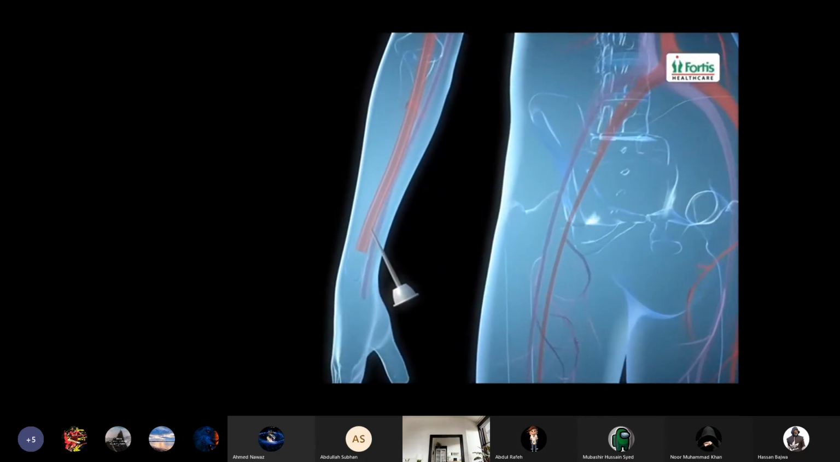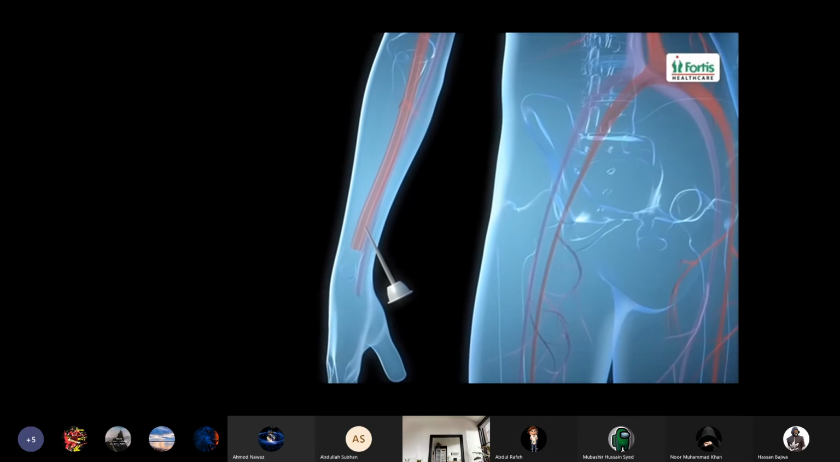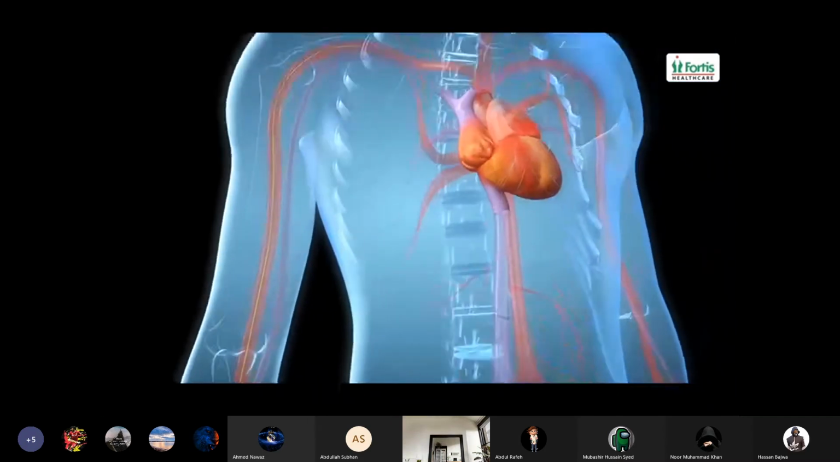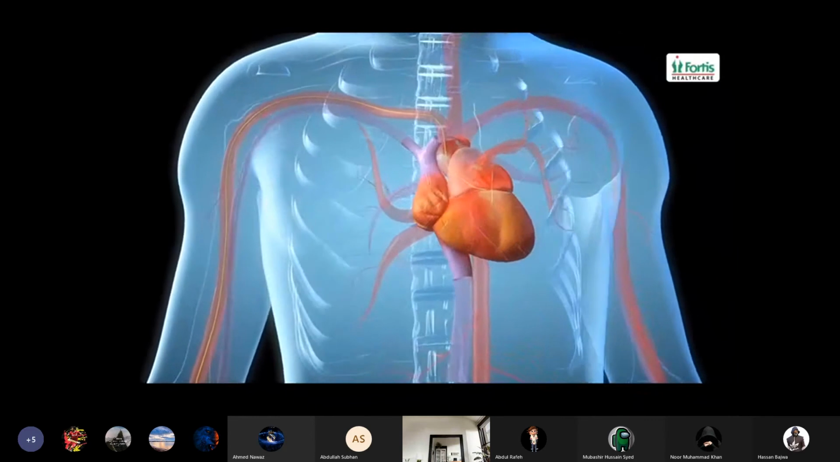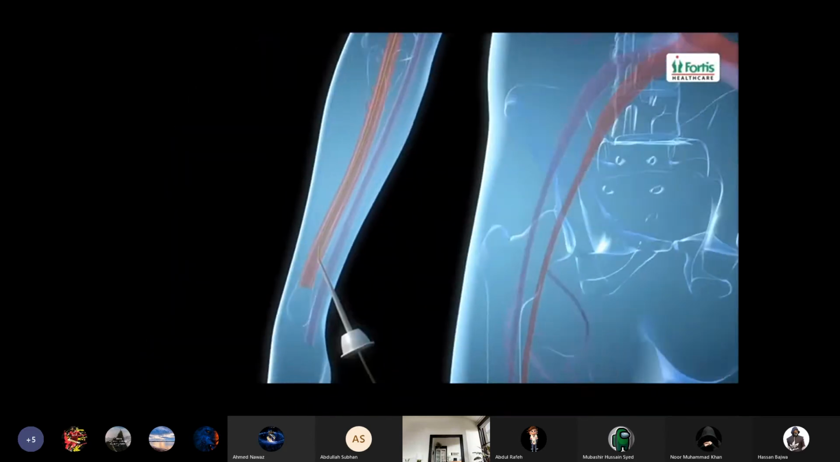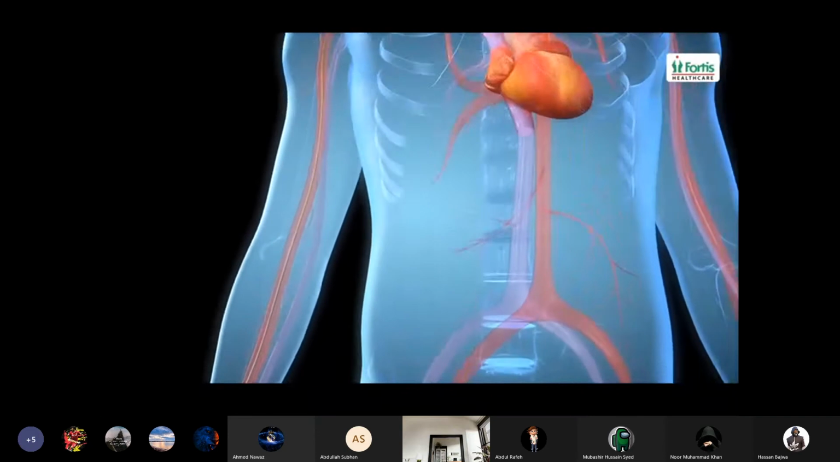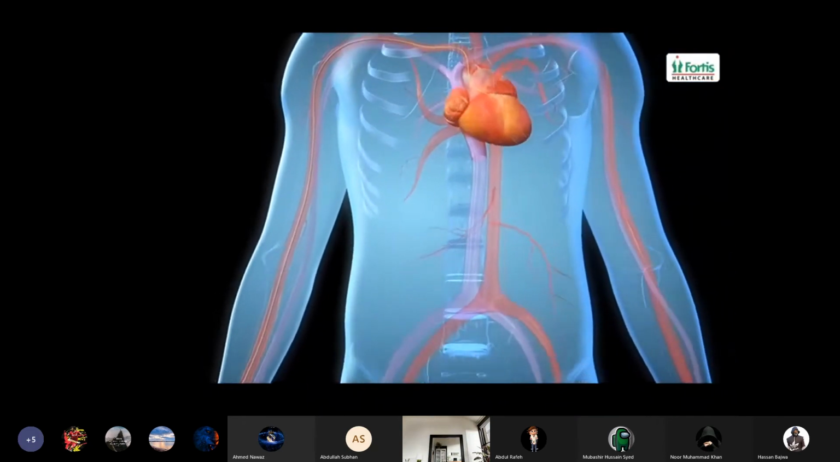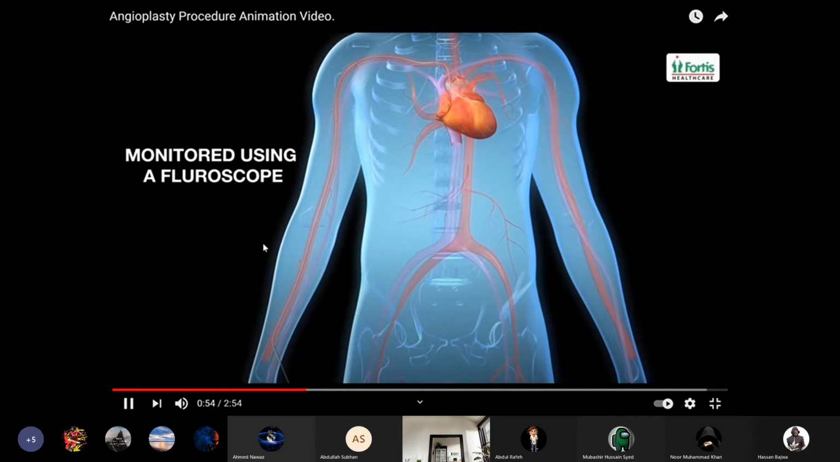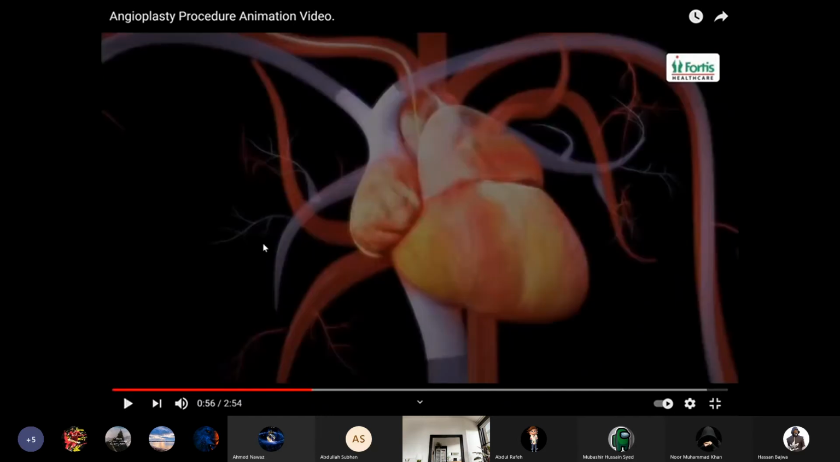A needle is inserted through the wrist into the radial artery. A guard wire is then passed through the needle and is guided through the arterial system up to the heart. A flexible catheter is slipped over the wire and threaded up to the heart. This is monitored using a continuous X-ray imaging device called fluoroscope.